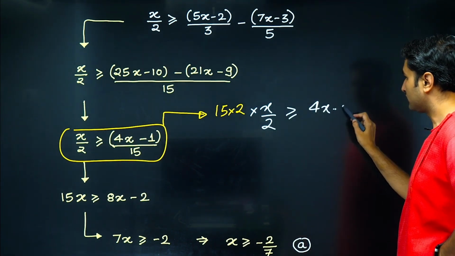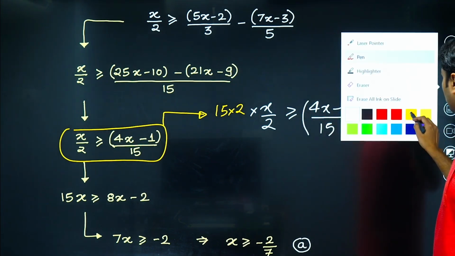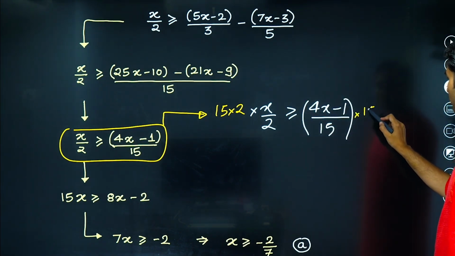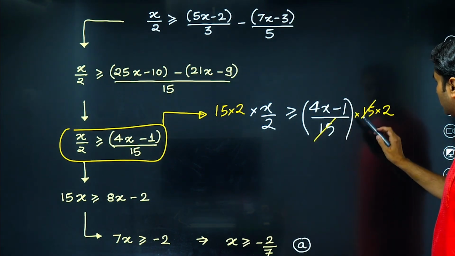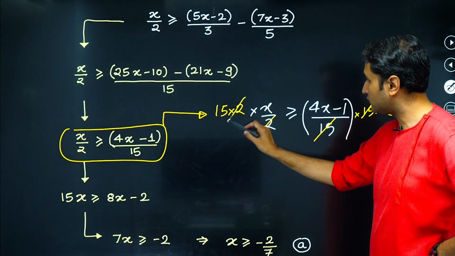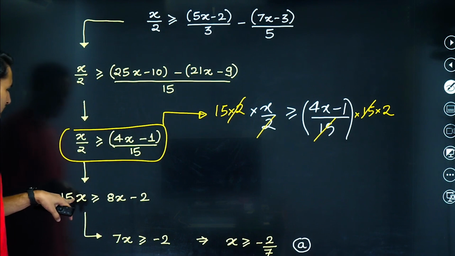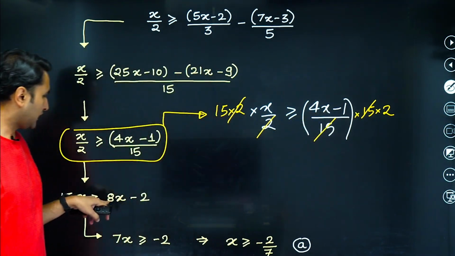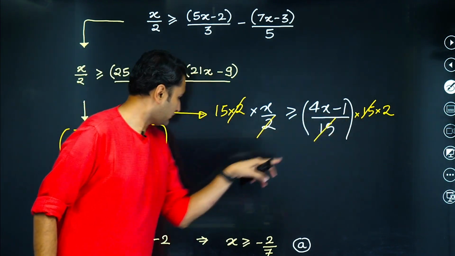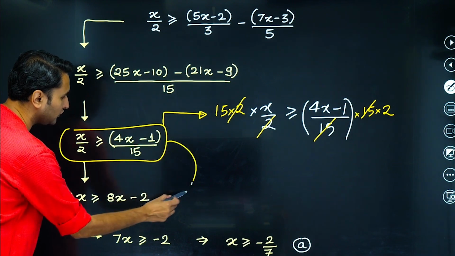Let's see. I'll tell you another way, don't worry. But here observe, I am multiplying both sides by 15 into 2. What will happen? This 15 goes away, this 2 goes away, right? What you are left with is 15x is greater than or equal to 2 times 4, 8x, 2 times 1, minus 2. You are arguing, sir, why didn't you cross multiply?